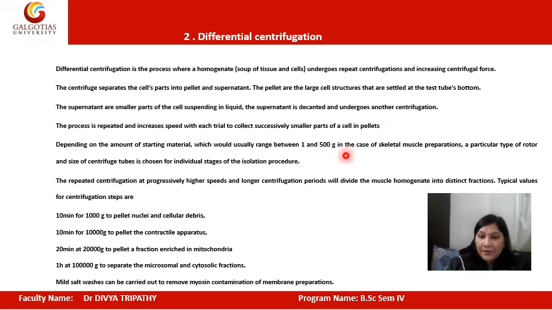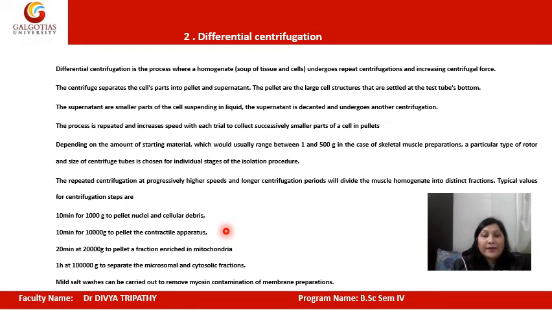And what do you understand by this G? This is the gravitational constant, and RCF will be taken as a multiple of this G. Now, repeated centrifugation at progressively higher speeds and longer centrifugation periods will divide the muscle homogenate into distinct fractions. Typical values for centrifugation steps are, you can see here, 10 minutes at 1000 G to pellet nuclei and cellular debris. It means these are the largest size particles of the cell homogenate.